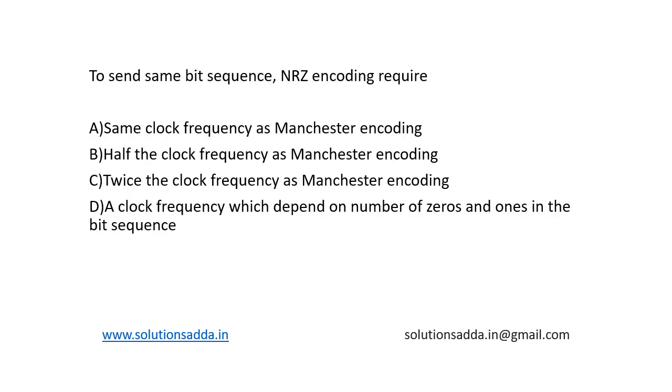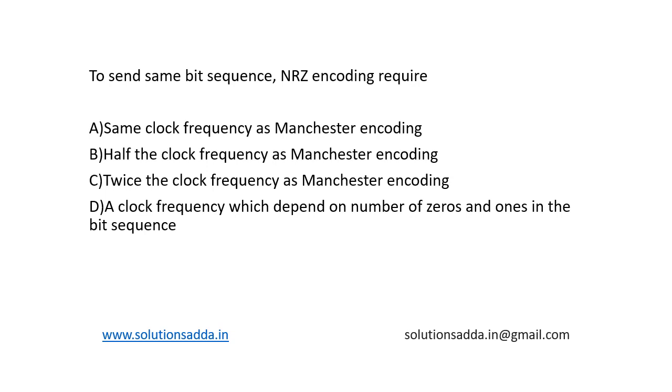This is a previous ISRO question. To send same bit sequence, non-return to zero encoding requires same clock frequency as Manchester encoding, half the clock frequency as Manchester encoding, twice the clock frequency as Manchester encoding, a clock frequency which depends on number of zeros and ones in the bit sequence.